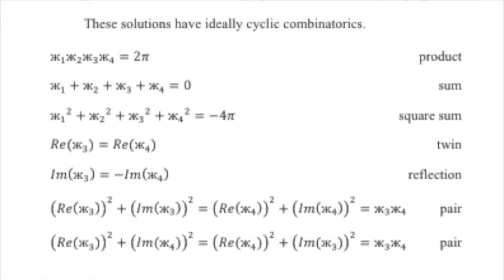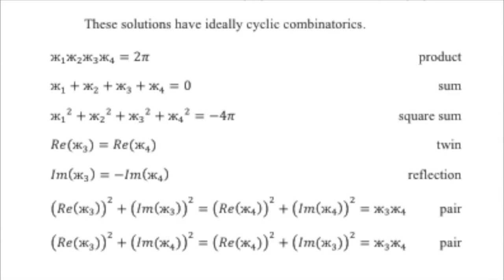Very important. Great. These solutions have ideally cyclic combinatorics. This is something we really should spend some time on. I kind of blow through it because I really want somebody to see the elegance here, so I try to streamline it and make it short. But let's pause for a second. If you take those 4 solutions, you can see what their values are above. Multiply them all together, you get 2 pi.